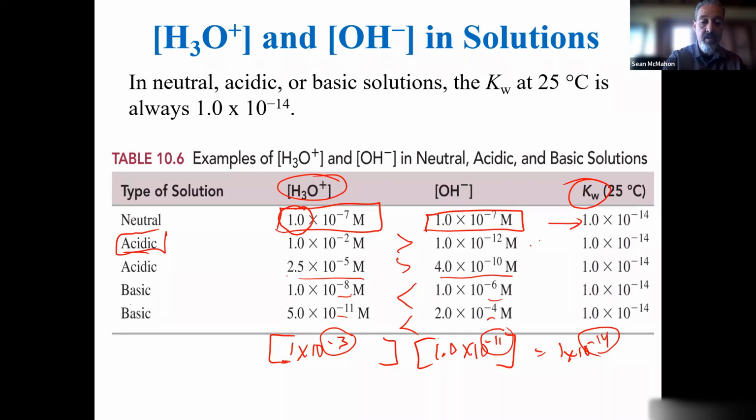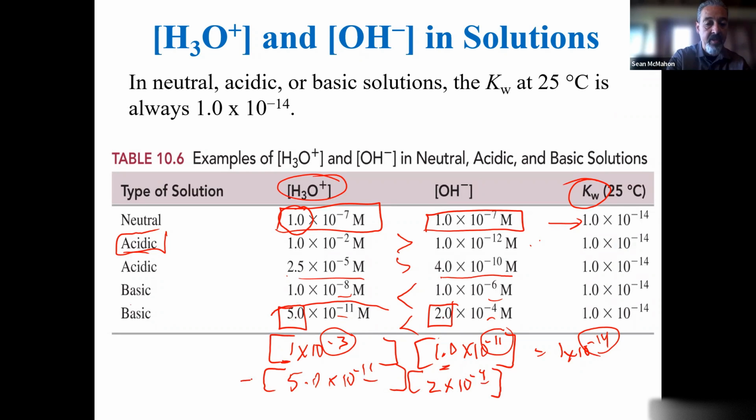However, it's always a base of 10. It's a little bit trickier when I don't have a base of 10, like here. So a lot of students will say, well, 5 times 10 to the minus 11, if I times that by 2 times 10 to the minus 4, minus 11 and minus 4 gives me, and this is true, 10 to the minus 15. That's correct. What they're not seeing is 5 times 2 gives me not 1, but 10.